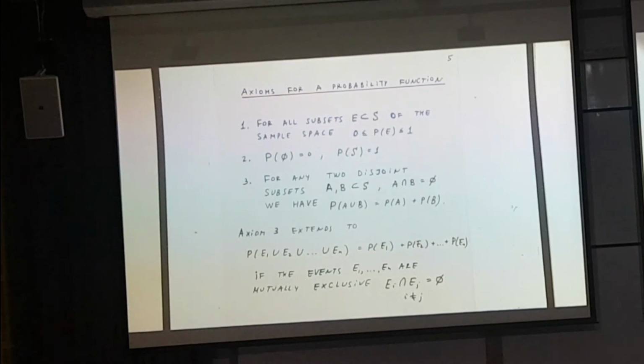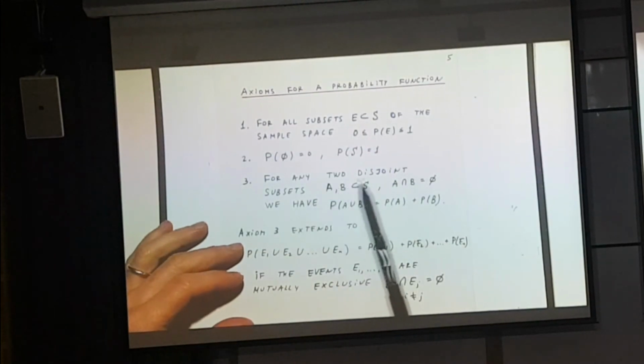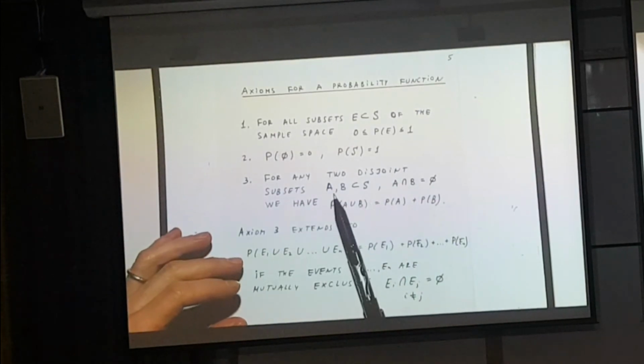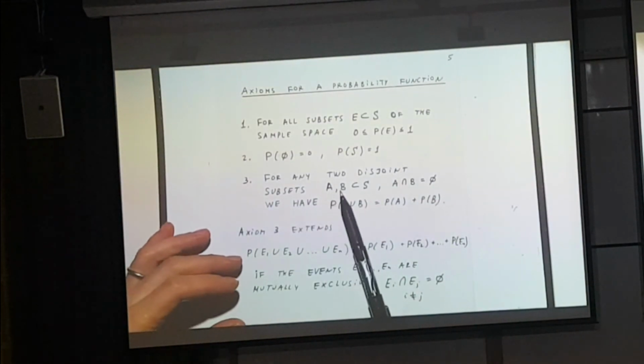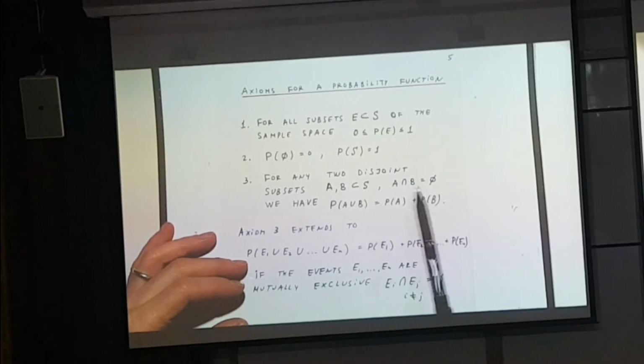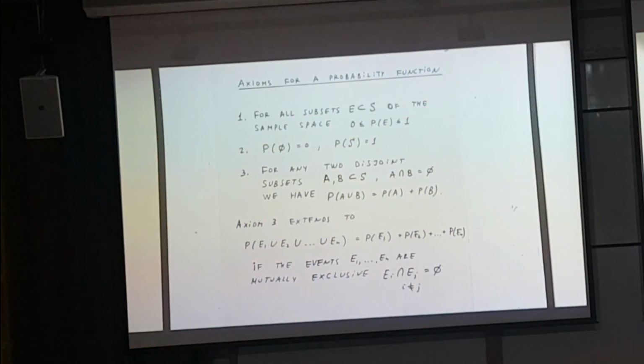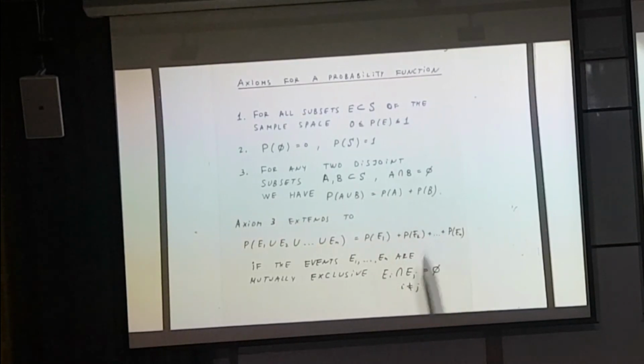And the third axiom is the most important one. It says that for any two disjoint events, which means subsets, call them A and B, which do not overlap, so A intersection B is empty, the probability of the union equals the sum of the probabilities. That's the most important rule in probability theory.